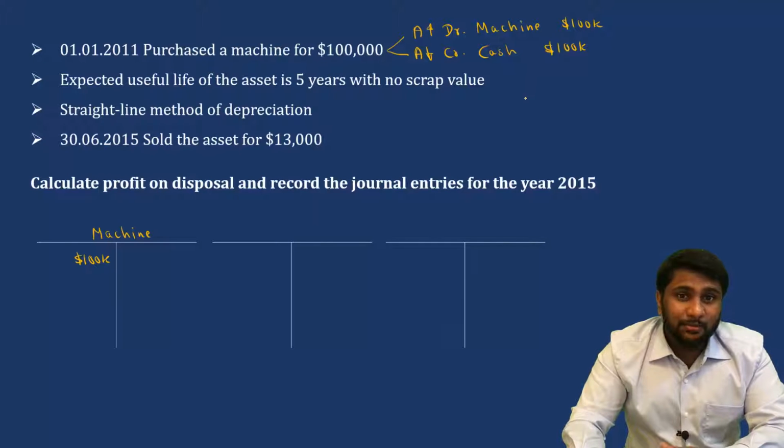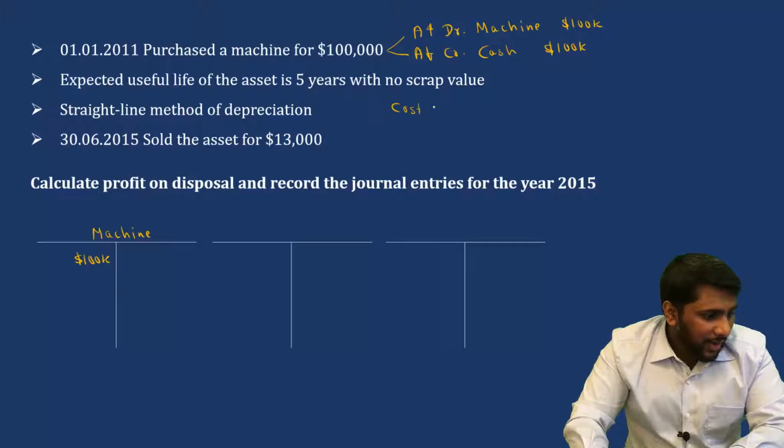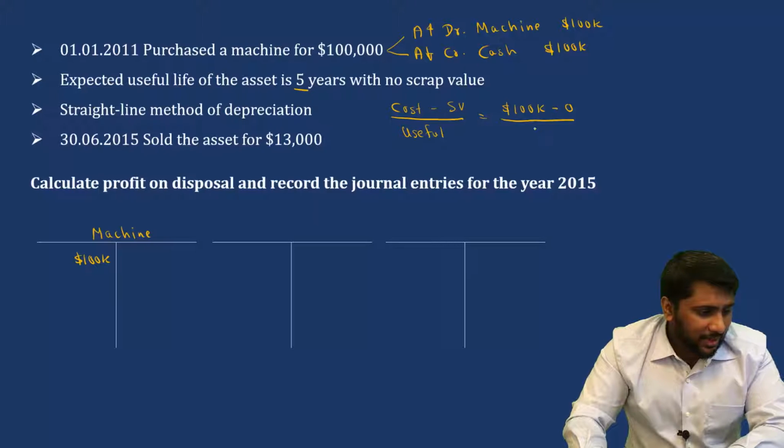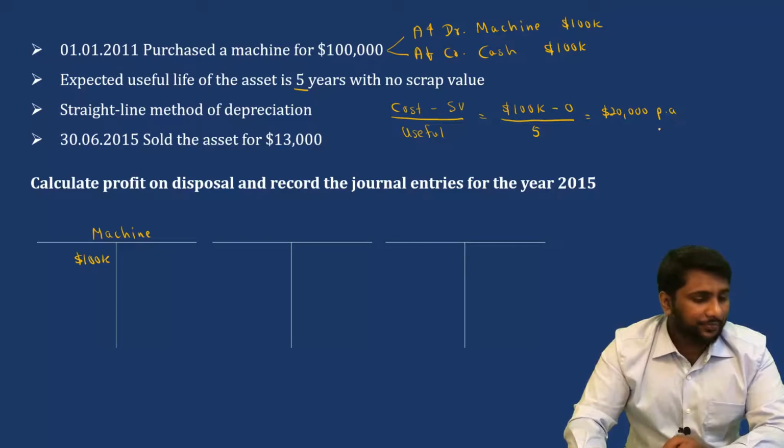Depreciation per annum equals the cost of the asset minus the scrap value, if not the salvage value, divided by the useful life of the asset. So the cost of the asset is how much? 100,000 US dollars. There is no scrap value, divided by how many years you are expecting to use the asset for. 5 years. So the depreciation per annum is how much? 20,000 is the depreciation per annum.